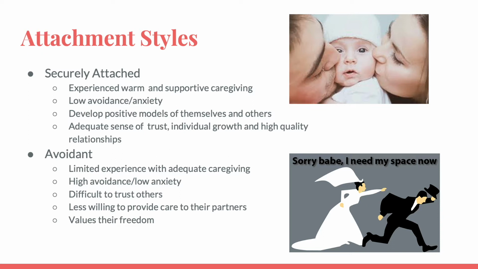Then she said there's the avoidant attachment style, which you can see in the meme, "Sorry babe, I need my space now." So these people had limited experience with caregiving, high avoidance, low anxiety, and difficulty trusting others, and they were less willing to provide care to their partners. So they kind of just want their freedom. They want to be in a relationship, but they don't want the closeness or the intimacy as much. They don't care about it as much.